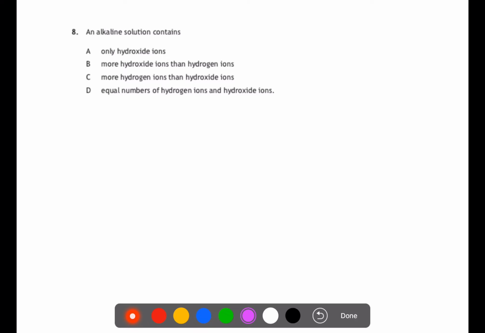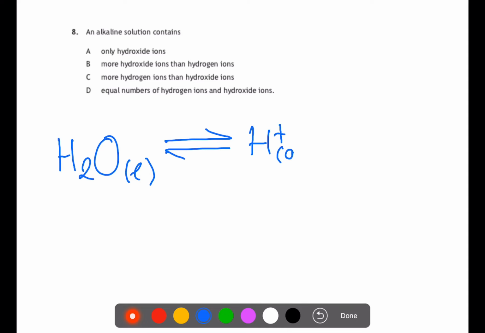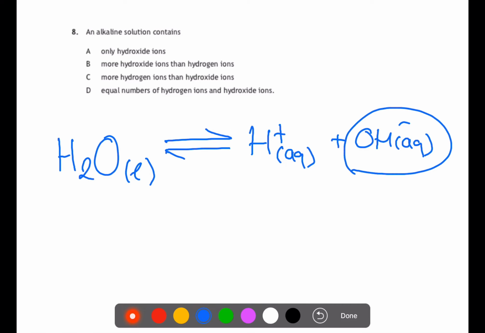Question 8. An alkaline solution contains what? So let's start by looking at water. Water is made up of H2O molecules, which break up into hydrogen and hydroxide ions. Water is neutral because both of these ions are present at all times. When you have an alkaline solution, you have more OH minus ions than you have H plus ions. However, the H plus ions are still present.